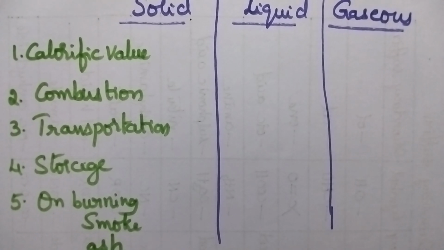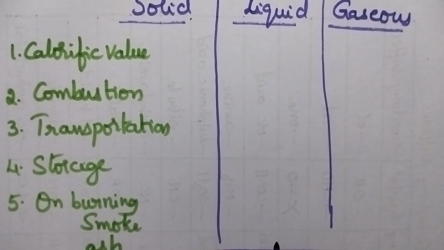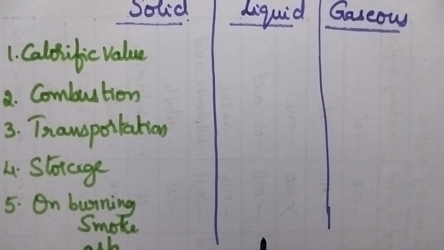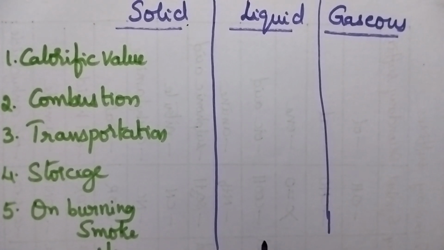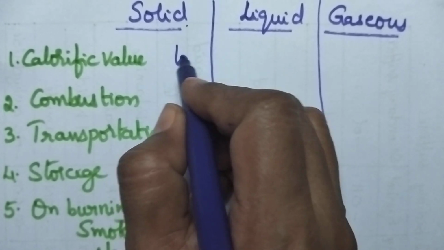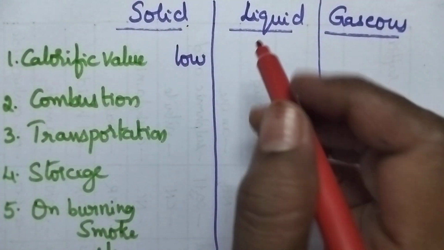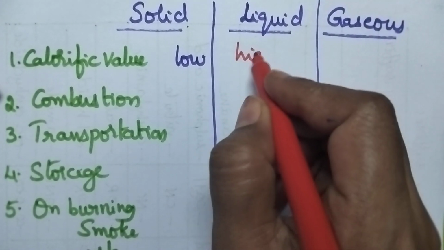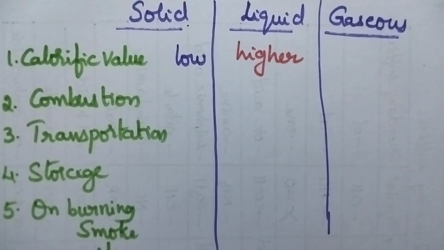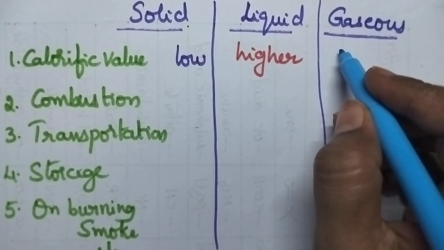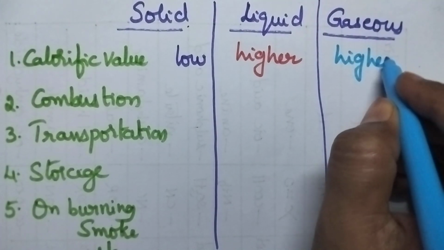So we have to compare these 5 characteristics of solid, liquid and gaseous fuels. Coming to the solid fuels, the calorific value of solid fuels is low when compared with the liquid fuels. For liquid fuels, the calorific value is higher, and for that of gaseous fuel, the calorific value is highest.